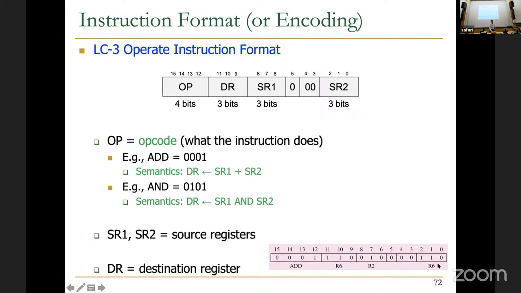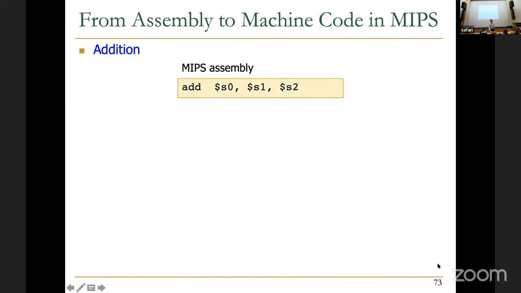For R6, R2, and R6. Okay, let's take a look at MIPS. MIPS is very similar. I'm using two different ISAs, but in the end, the principles of ISAs are very similar. These days, RISC-V is hot, for example. RISC-V is very, very similar to MIPS, let's say. It's a different version of MIPS, open source.